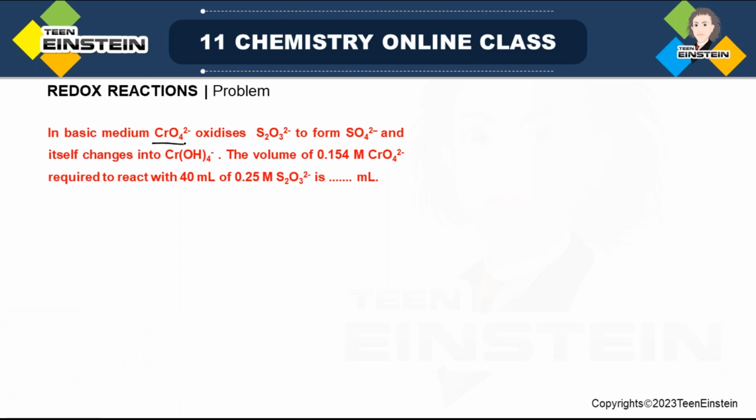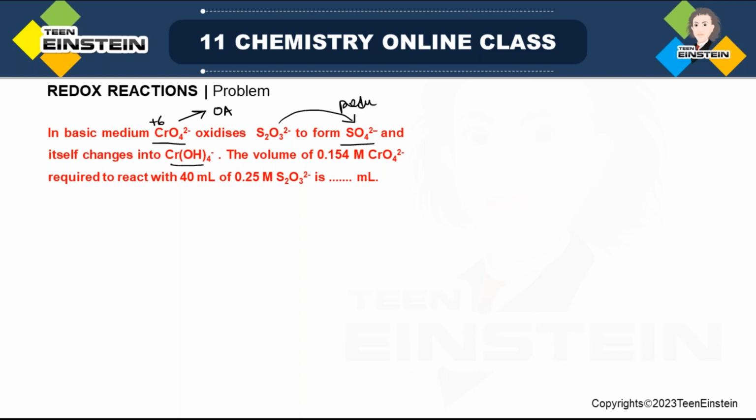In basic medium, CrO4 2-, see, it is not dichromate, it is basically chromate, though here also the oxidation state is +6. So CrO4 2- oxidizes S2O3 2-, and S2O3 2- is converted to SO4 2- and itself changes into Cr(OH)4-. So this is obviously the oxidizing agent. There is no doubt in that.